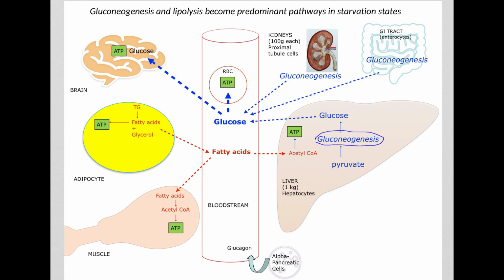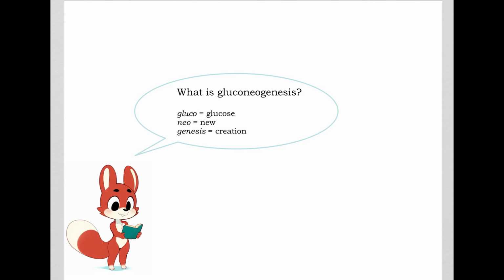Gluconeogenesis can be carried out by the liver, which is a huge organ, weighs about 1 kilogram. It can also be carried out by the kidneys, but only by the proximal tubular cells in the kidneys. And remember, the kidneys are much smaller than the liver. Each kidney weighs only about 100 grams. And more recently, it has been reported that the enterocytes in the small intestine can also carry out gluconeogenesis to a small extent. As the name suggests, gluconeogenesis means the creation or the synthesis of new glucose.